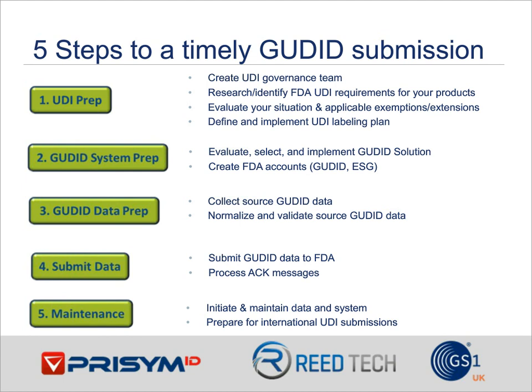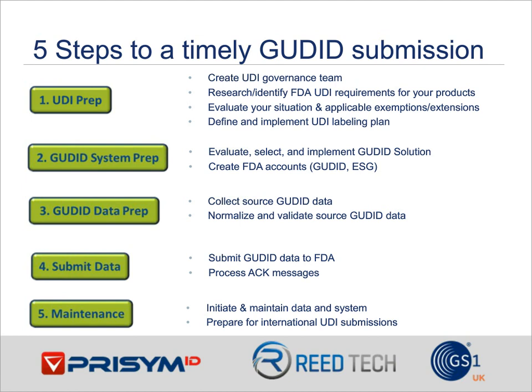So on the screen there you see 5 very simple high-level steps of putting a GUDID submission in place. And as you approach submitting data to the FDA GUDID, you will soon realize that the submission process is tightly related to other aspects of the UDI. So as you perform step 1, UDI prep, it's best to ensure that GUDID submission tasks are in the plan and not an afterthought.